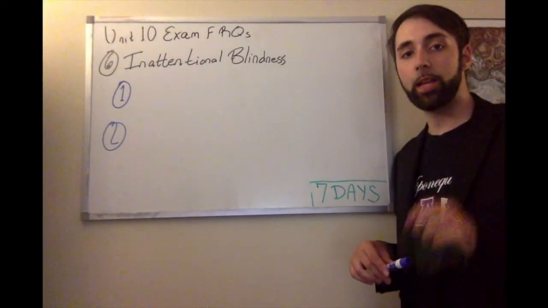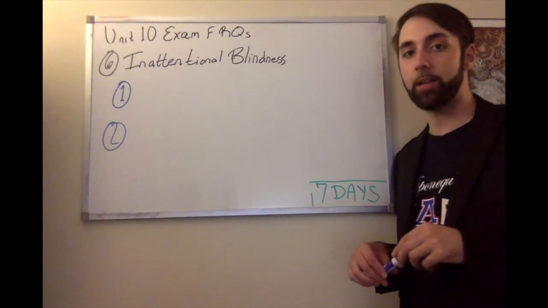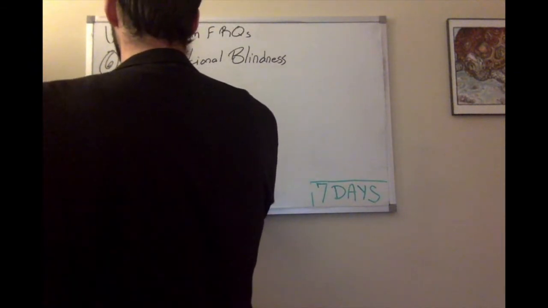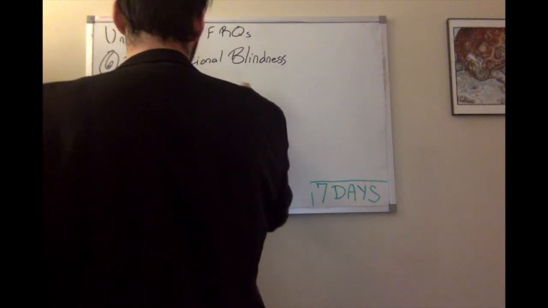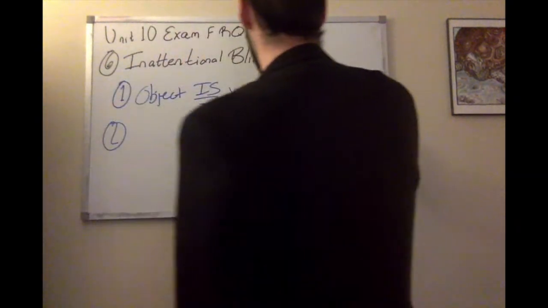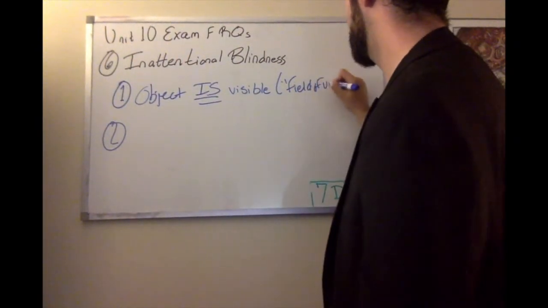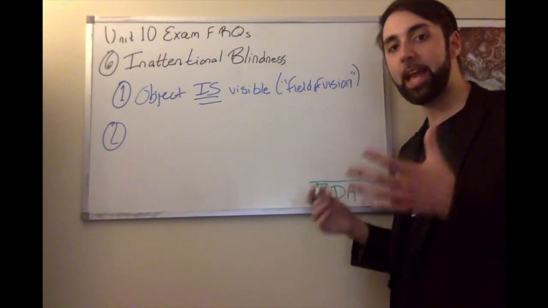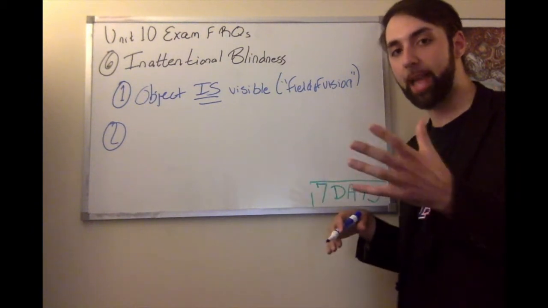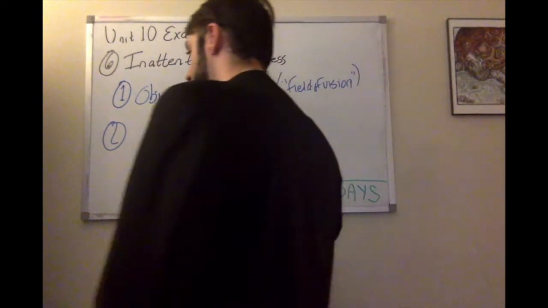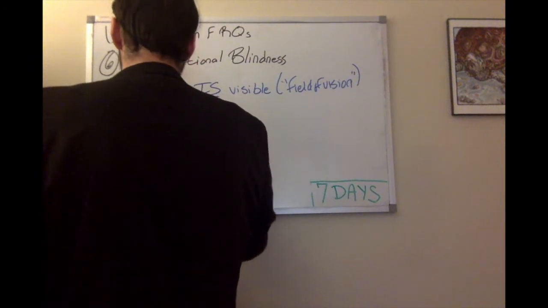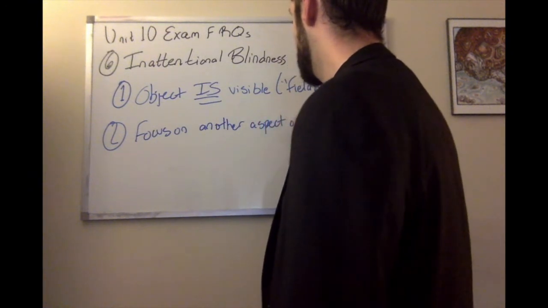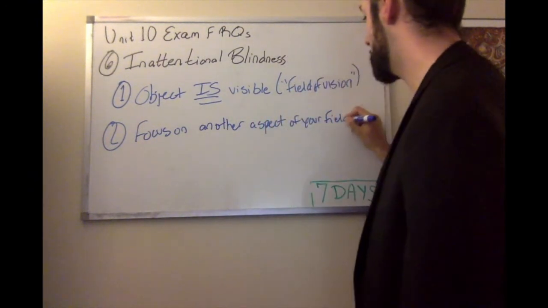The sixth bullet is what we call inattentional blindness, and there are a couple key factors in understanding inattentional blindness. One, the object in question is visible. It's in what we call your field of vision. However, you are unable to detect it because your attention is brought to something else in your field of vision. So, for example, your focus is on another aspect of your field of vision.